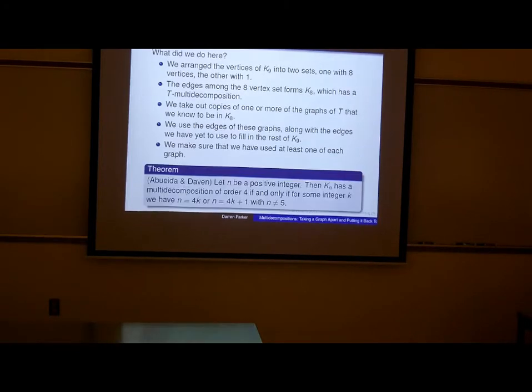Okay. And this gives us Wieden and Davin's theorem. This is from, I should put the year, I think it's back in 2002, 2003, somewhere around there. You always have a multi-decomposition, precisely when you have a multiple of 4 vertices in your complete graph, or one more than a multiple of 4, except you can't have 5. And I showed you K9, but there's the same kind of recursive construction of these multi-decompositions that you can use as well.